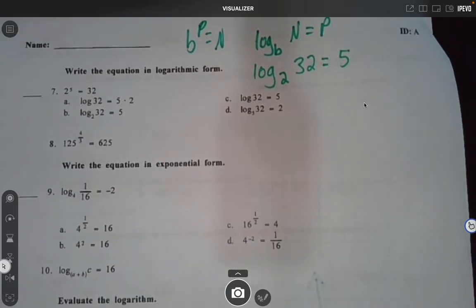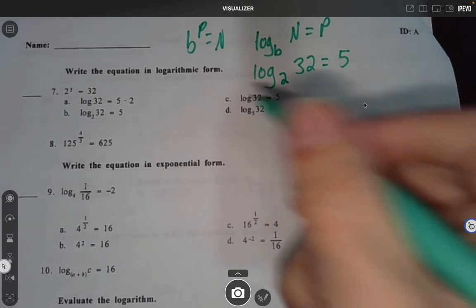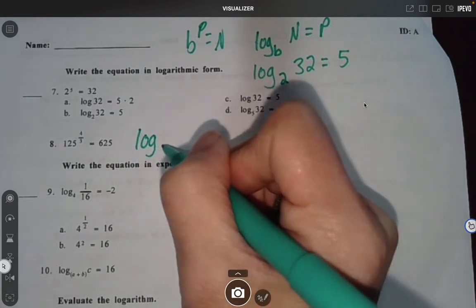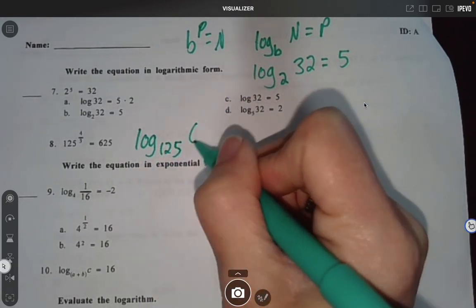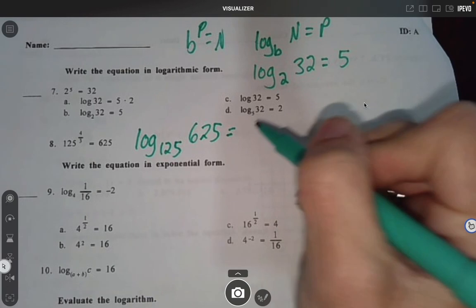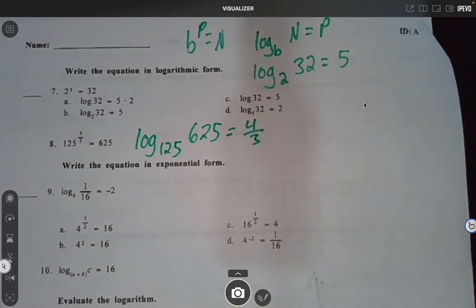Okay. On number 8, so y'all, there's most likely going to be, it looks like I have one like each of those, 7 and 8. So how would I write number 8? Log base 125 of our number equals the power. There we go.